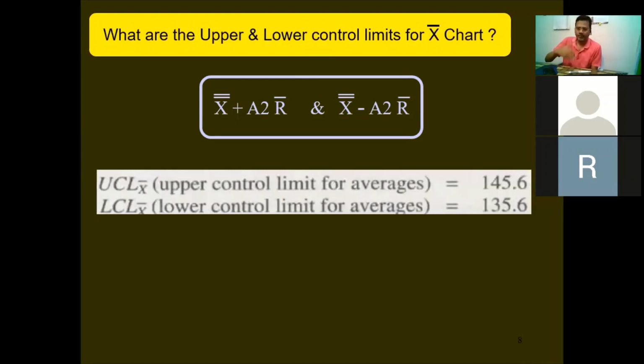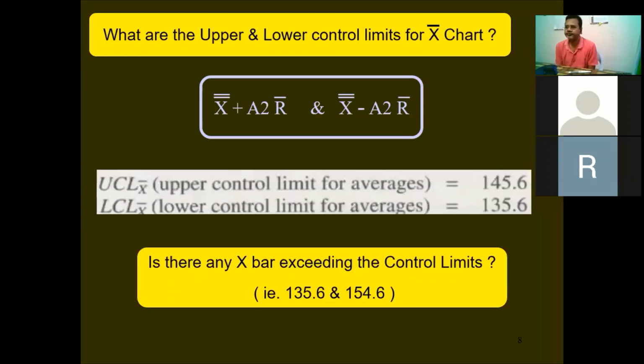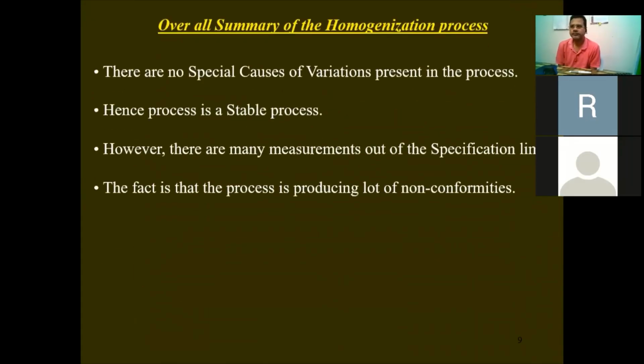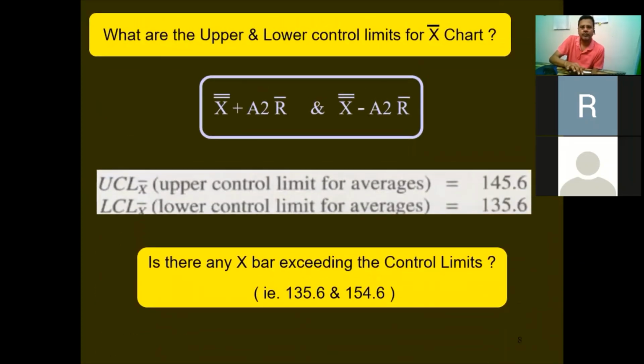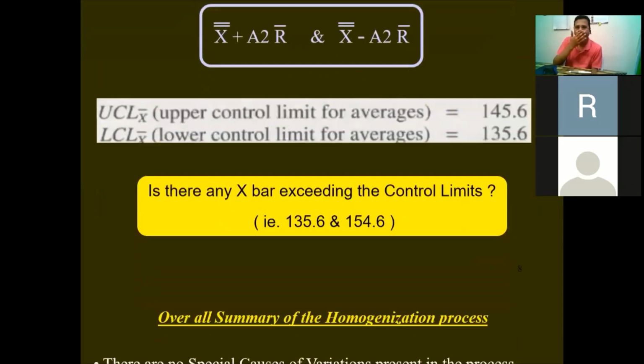We must now compare these two limits with all X bar values. My dear friends, can you understand one thing carefully? Nothing should be less than 135. Nothing should be more than 154 or 155. Is it okay? Sir, 145. Sorry, 145. I perfectly agree with you. Nothing should be more than 145. Typo, sorry about it.